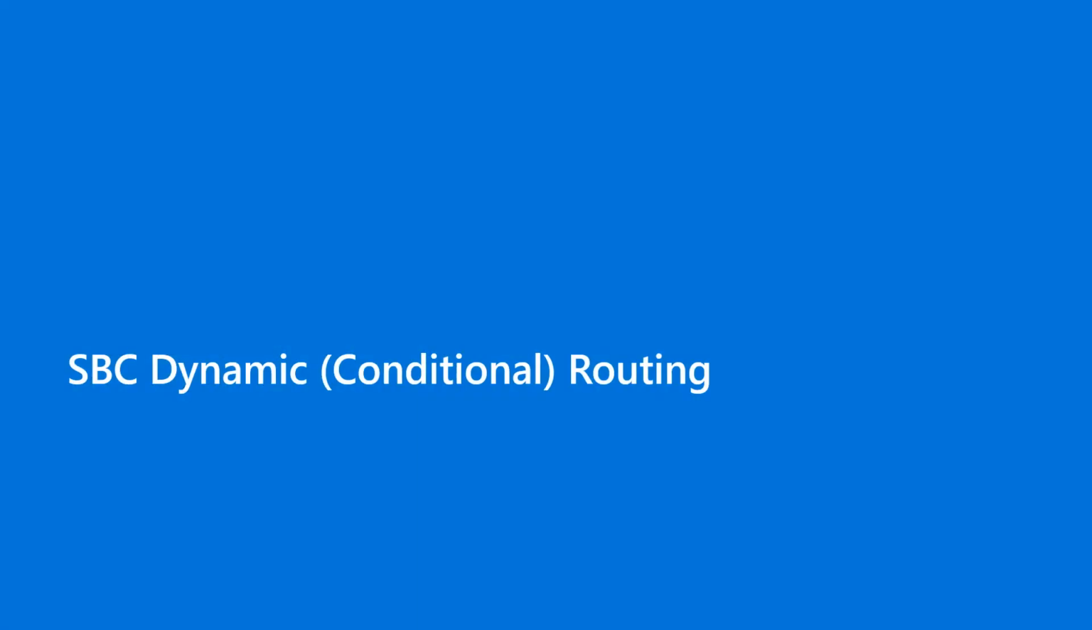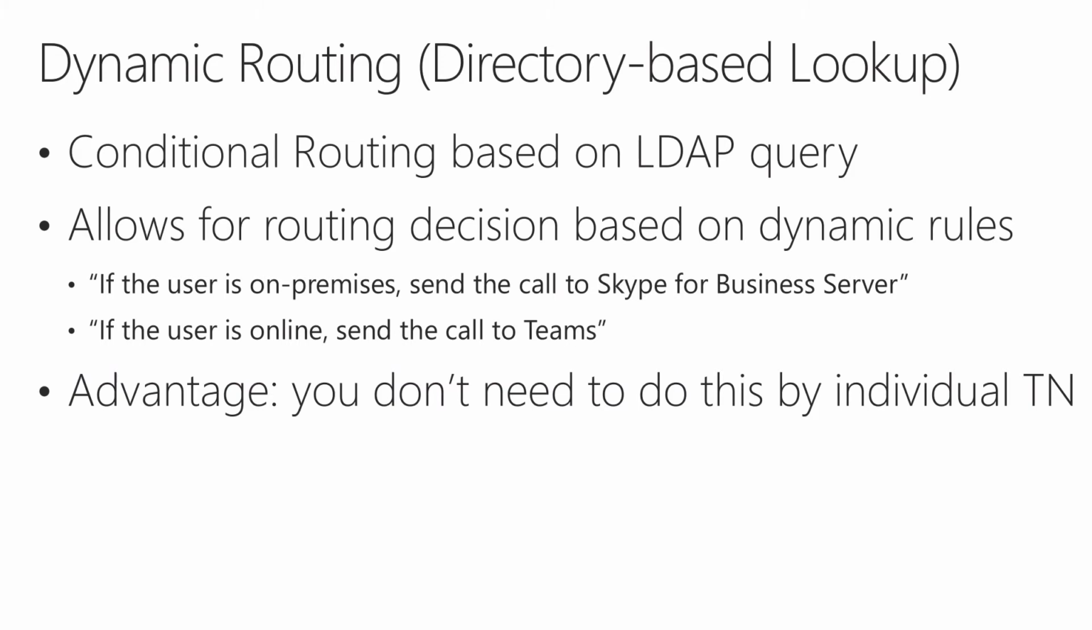One of the more advanced items that we can do as part of this migration is what we call SBC dynamic or conditional routing. Let's talk a little bit about what that is in this particular section. Dynamic routing on the session border controller is sometimes known as a directory-based lookup. And it's the ability for us to do conditional routing based on an LDAP query that we do into the local Active Directory. And this allows us to make routing decisions based on some dynamic rules.